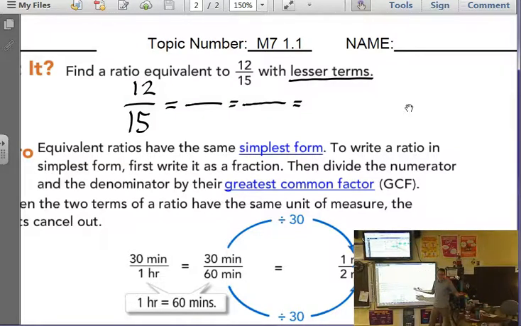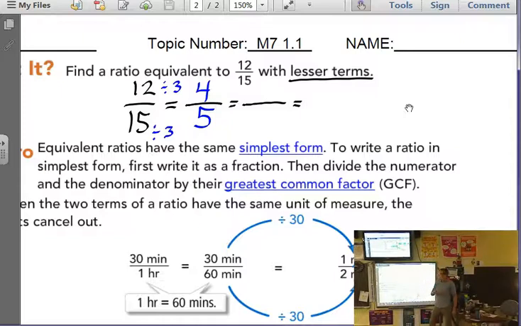What's the only one that you can think of? 4/5. 4/5, right? How did you get there? Divided by 3. How'd you get there, Elena? By dividing both 12 and 15 by 3. So we divided by 3 on the top and divided by 3 on the bottom.